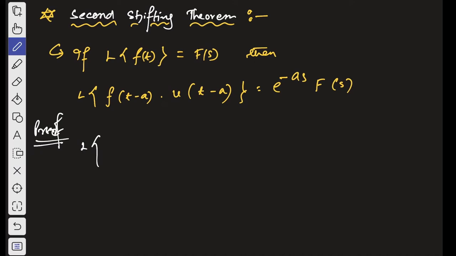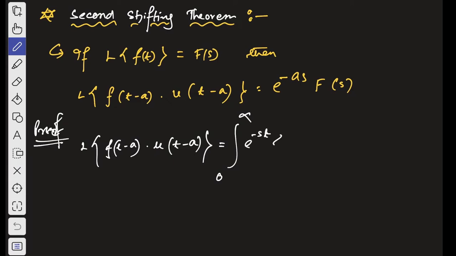So here, let us write the Laplace transformation of f of t minus a dot u of t minus a. By the definition of Laplace transformation, that can be written as the integral from 0 to infinity of e to the power minus st, and the function is f of t minus a dot u of t minus a, dt. That's by the definition of Laplace transformation, right? So here you see we can again split this integral from 0 to a and a to infinity.